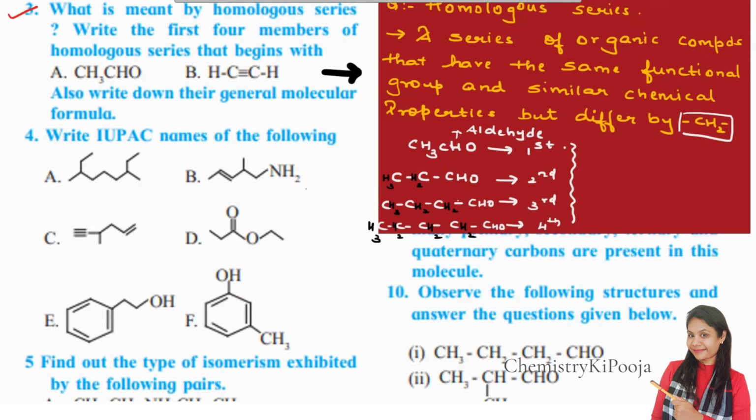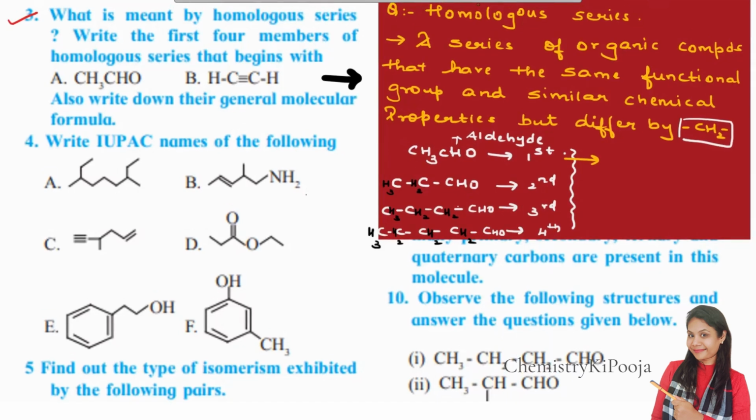Clear? Now let us write down the naming. They have asked us to write down the general molecular formula, and the molecular formula is already written. The name of the first compound is acetaldehyde. The second one has 3 carbon, so we call this propionaldehyde. All these are common names.